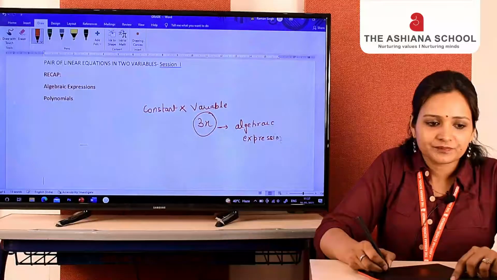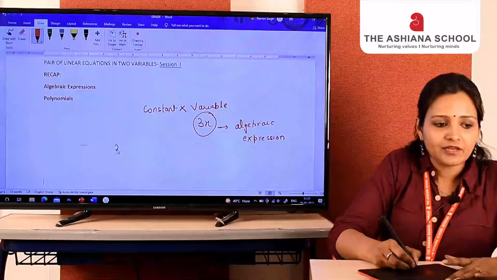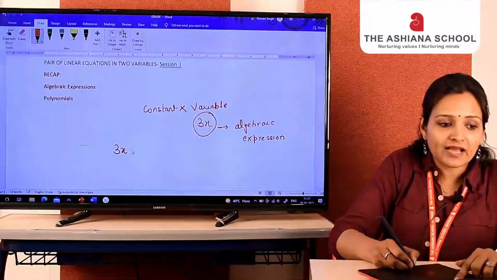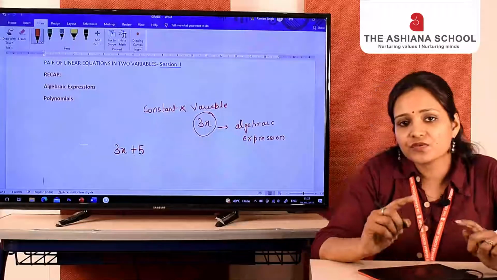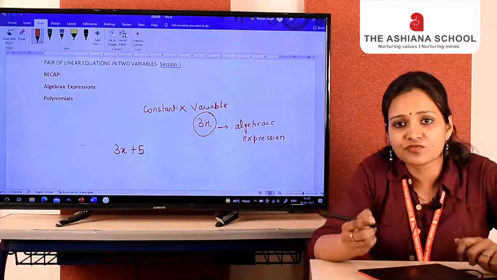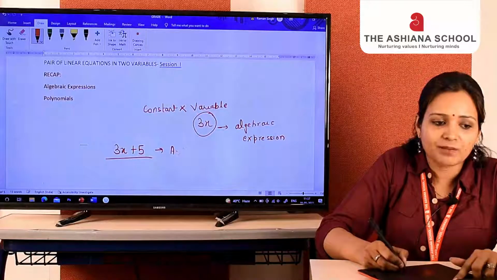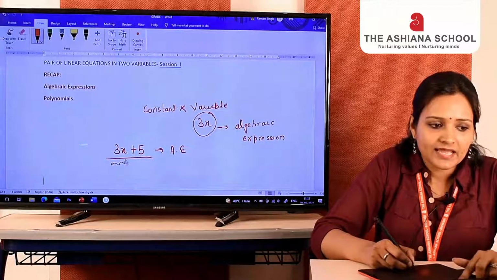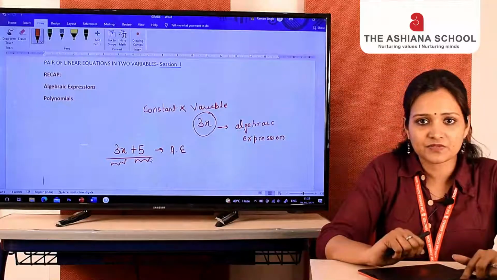Now children, if I write it in some other form, for example, to this algebraic expression 3x, if I add another constant which is 5, so this becomes 3x plus 5. This will also be termed as an algebraic expression wherein 3x and 5 are the two different terms.